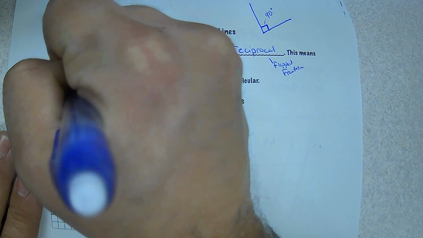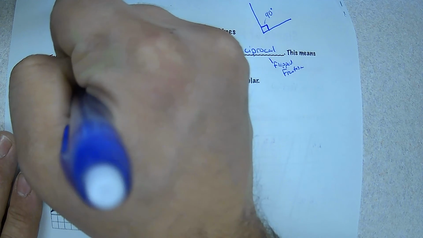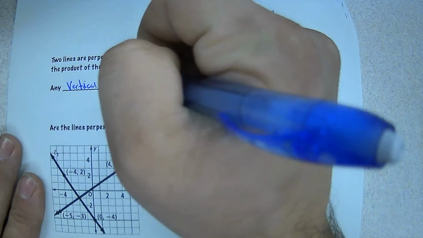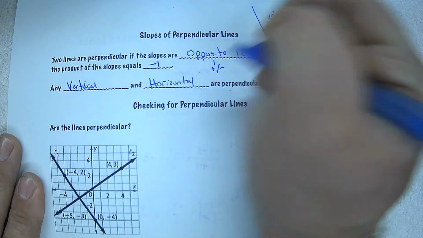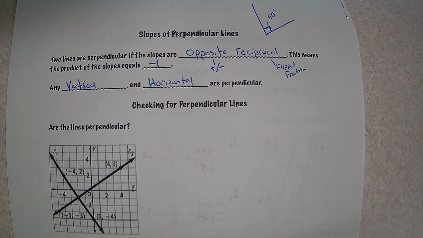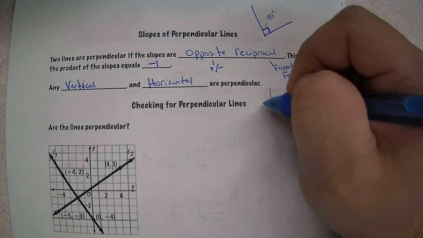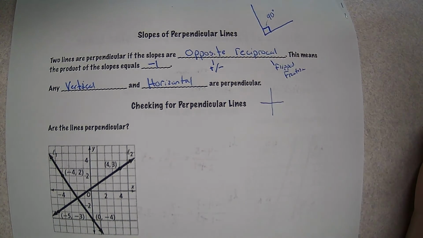So with this, any vertical line and any horizontal line are perpendicular. So if you have a vertical line and a horizontal line, they are going to be perpendicular.